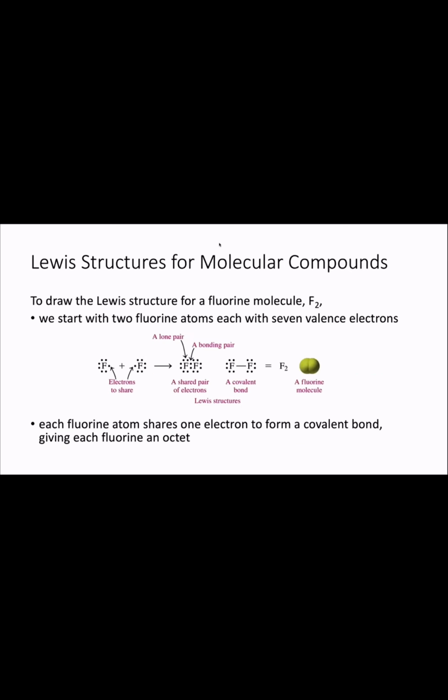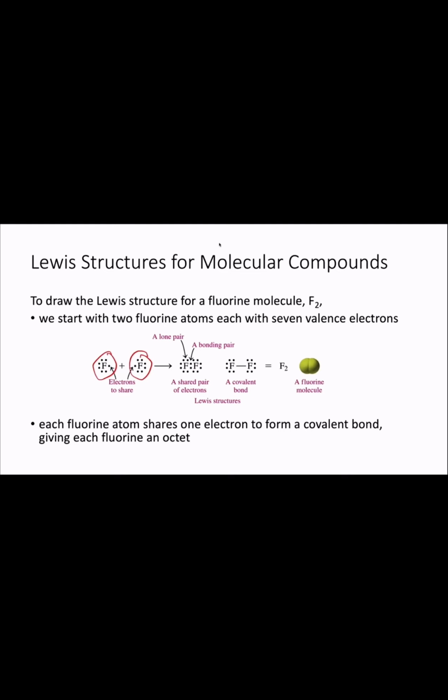Okay, so here we go. We can draw the Lewis structure for molecular compounds. First thing we're going to start with is fluorine. If you remember, if we draw the Lewis symbol for it, it's going to be F with 7 valence electrons, because fluorine belongs to group 7.